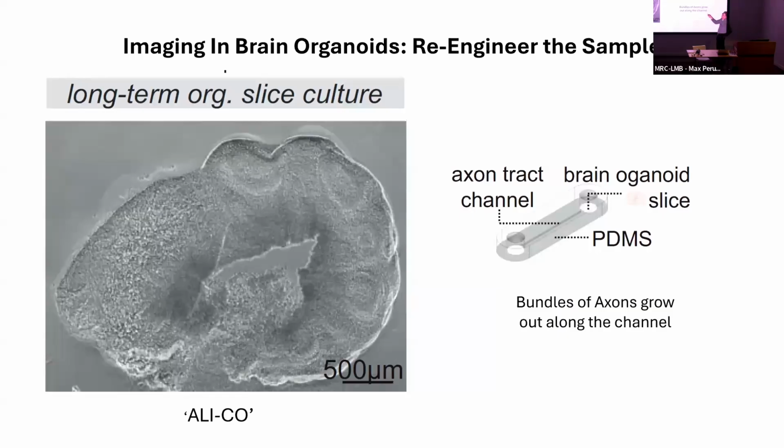And this is quite a really unusual sort of thought process in microscopy. What can I do to make it work on the microscope? So what they're doing are these slice cultures. So you can still just about see these stratified cell layers. And this is called an alico, or air-liquid interface cerebral organoid.